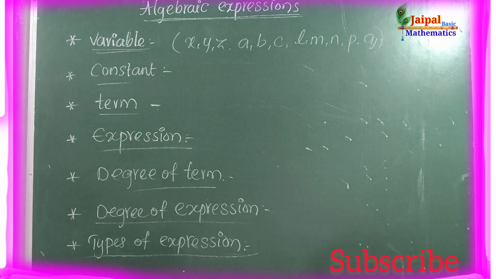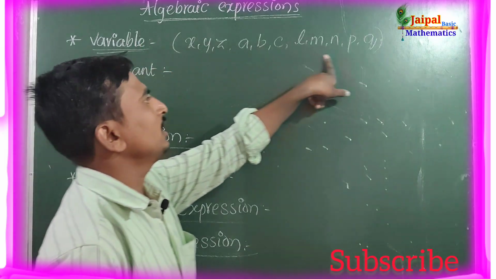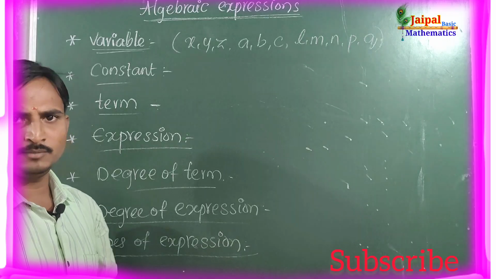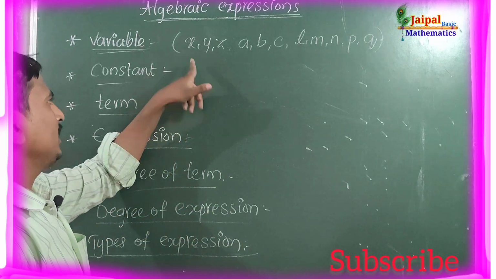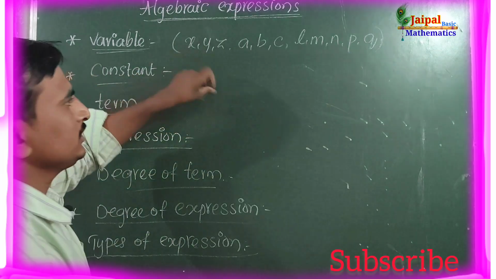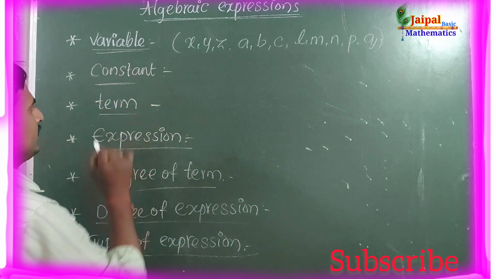One thing you should remember: for variables we use only small letters in English. This is very important. All variables use small letters only. So these are variables.